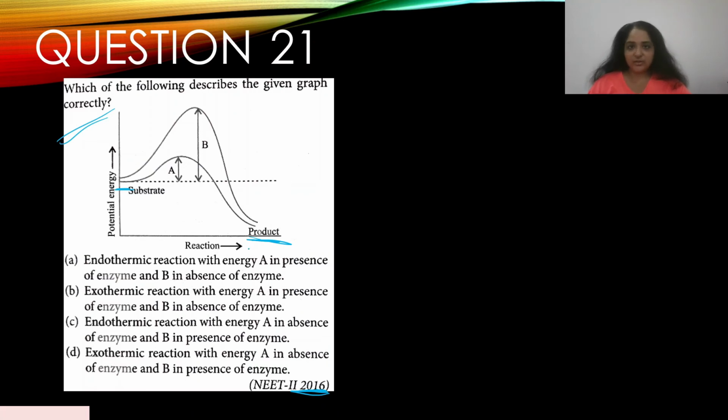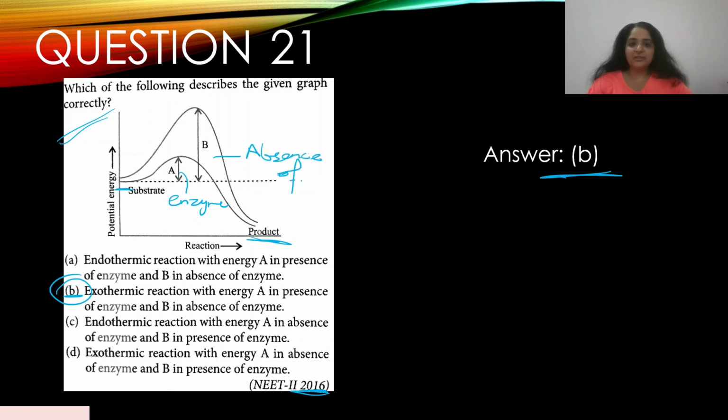So what is it? An exothermic reaction, right? Because it's giving out the energy, it's giving out the heat. It's an exothermic reaction because the product formed has less energy than the substrate. So we know that it's an exothermic reaction, and A in presence of enzyme and B in absence of enzyme, yes, that's correct actually. So the correct answer is B. Here A is in the presence of enzyme and this is the absence of enzyme.